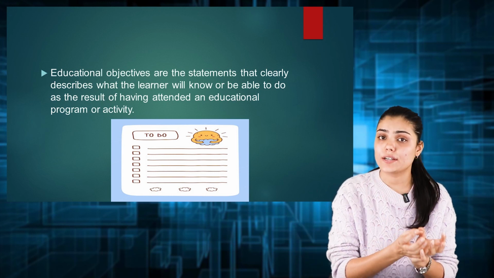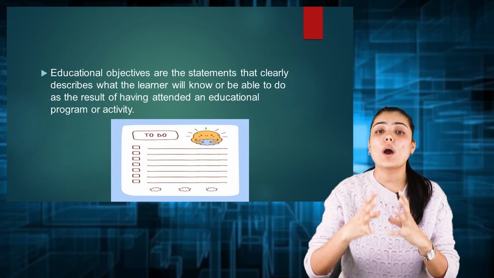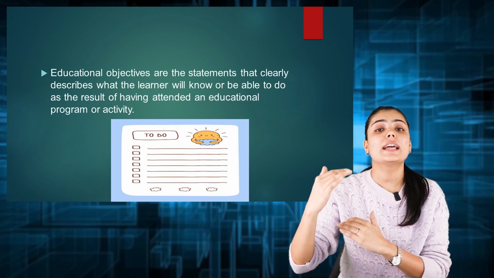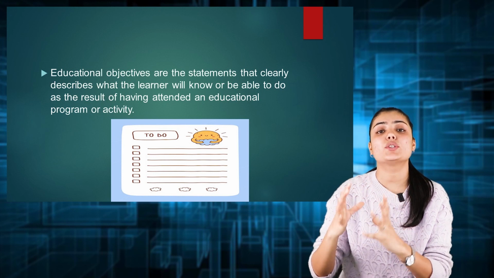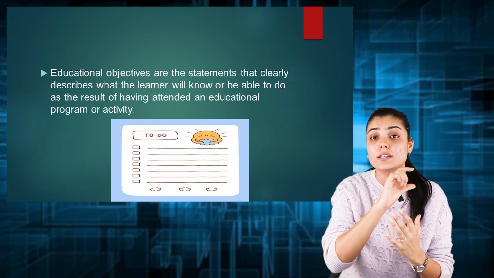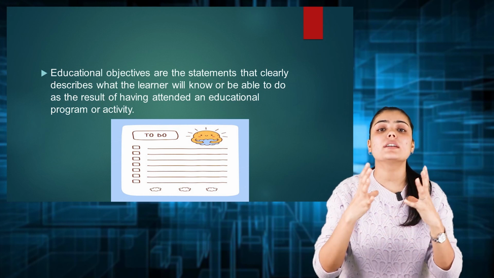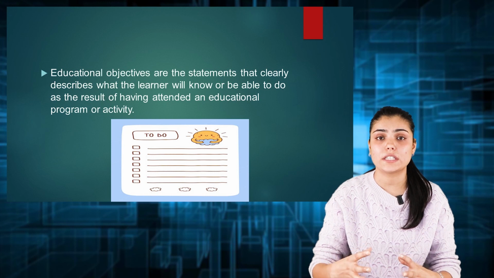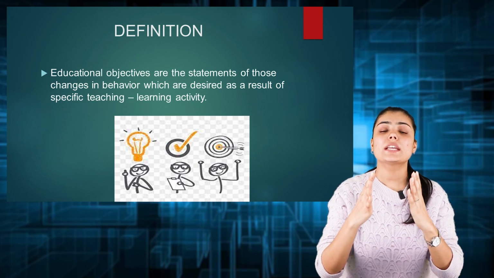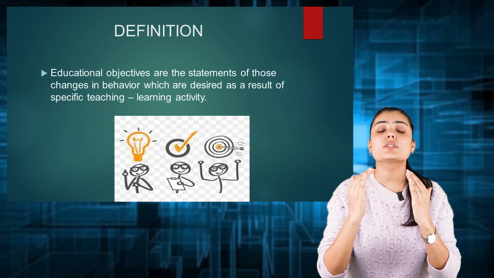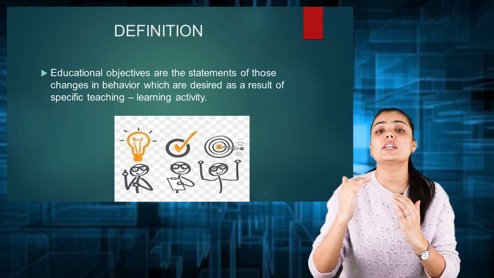Now, there is a learner. Once the learner has attended any educational program or activity, what will the learner be able to do after attending it? The result of the educational program on the learner can be defined as educational objectives. So, educational objectives are statements which describe what the learner will be able to do after attending an educational activity or program. Now, let us see the definition of educational objectives. Educational objectives are the statements of those changes in the behavior of the learner desired as a result of a particular teaching learning process.